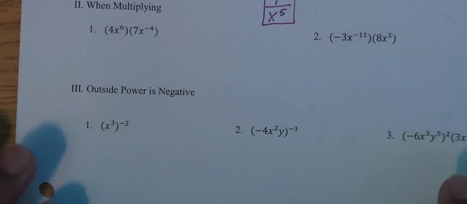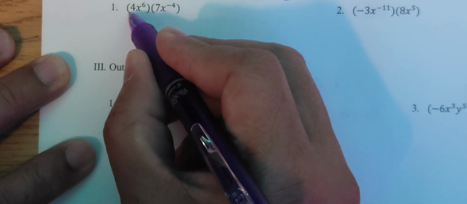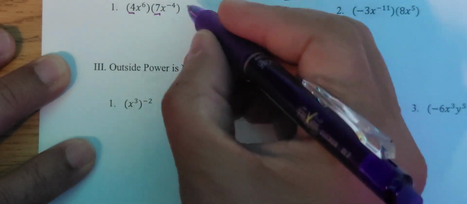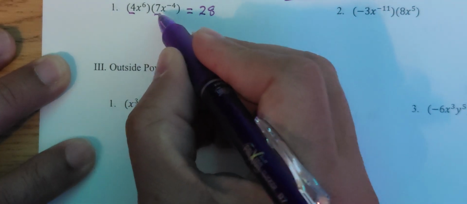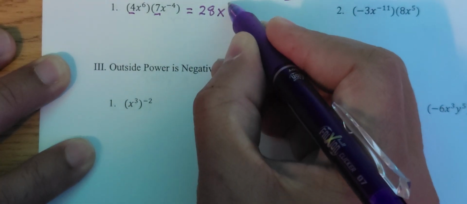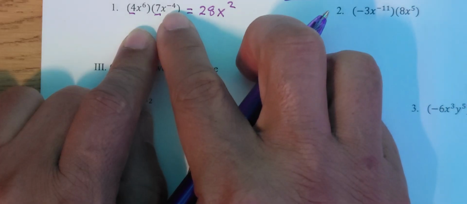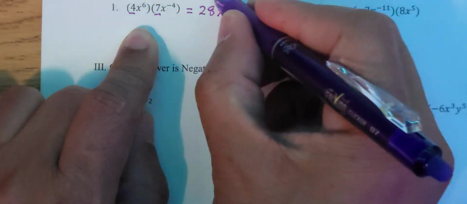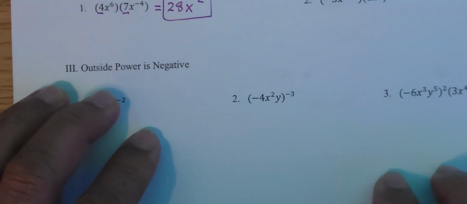Okay, so what about when you multiply? Same idea. I'm going to multiply the coefficients. So multiply 4 times 7, which gives us 28. And then we have x to the 6th minus the 4th. We end up with x to the 2nd. And notice since 6 is positive and the 4th is negative, you're just basically subtracting 4 from 6. And that's the answer to this one.